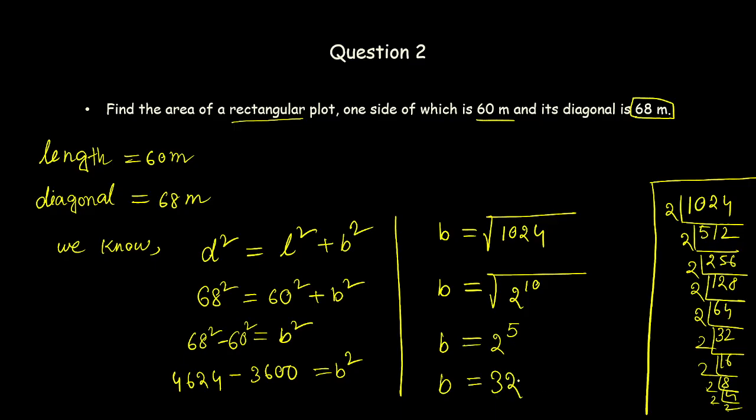Now you know the breadth here. So what will be the area? I am running out of space. Let's do the area here. So area will be 60 into 32 meter square. So 6 into 32 is 192. So 1920 meter square. That is the answer of this question.